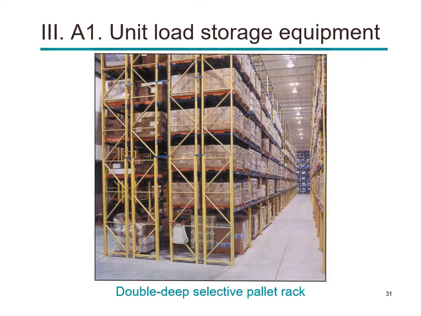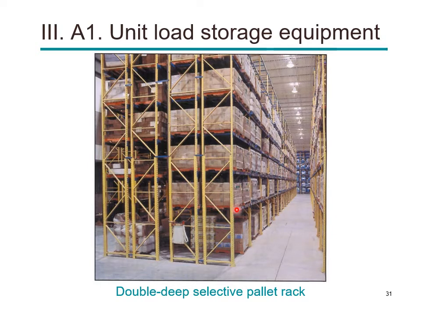Now, when you see an example of a double deep selective pallet rack, it will be clearer to understand this single deep. You see, in a double deep system, on this aisle, on the rack, there are two places to place these unit loads, in this case pallets.